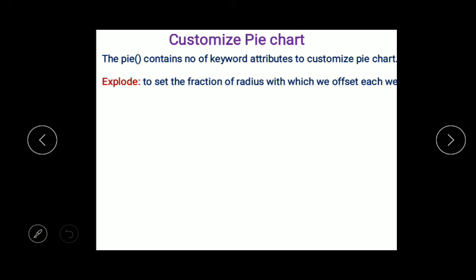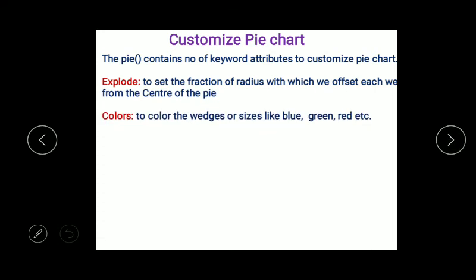That part will move a little bit from the center. That is called explode, from the center of the pie. Then colors, to color the wedges, like blue, green, red. We have already set the colors red, green, magenta, like this.